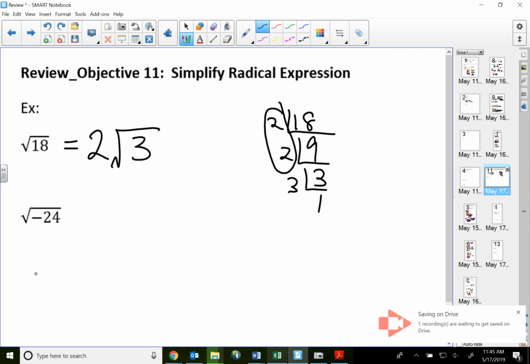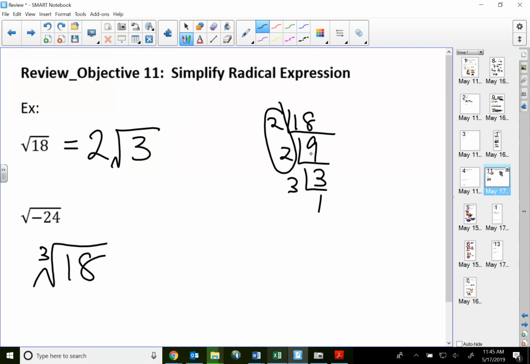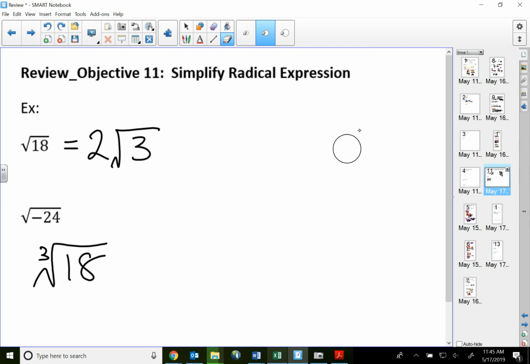If I have an example that is the cube root of 18, then this time I would need 3 of the same numbers to go outside. Once I break down the 18, I see that, oh, sorry. I made a big boo-boo right here. Let me start this over. Hold on.